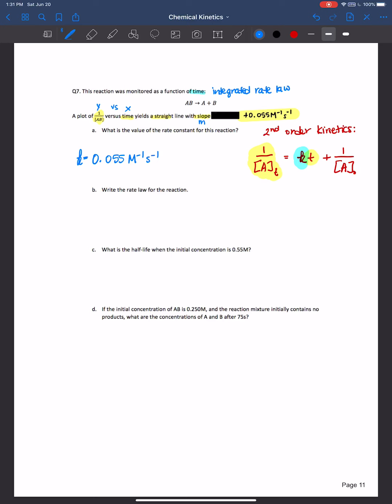Write the rate law for the reaction. It's not asking for the integrated rate law. It's asking for the rate law, which is the concentration of the reactant and how it affects the rate of reaction. So for second order kinetics, it'd be rate is equal to k, but we already know what k is, so we'll write that into our rate law. As long as we're running it at the same temperature, it should stay the same, times the concentration of the reactant AB squared, and it is second order kinetics, which we derived from analyzing the clues and the data provided at the beginning.